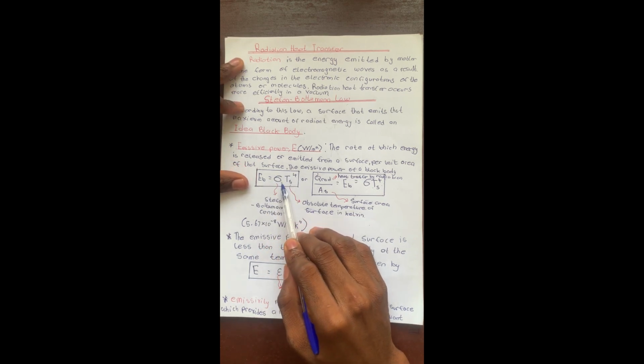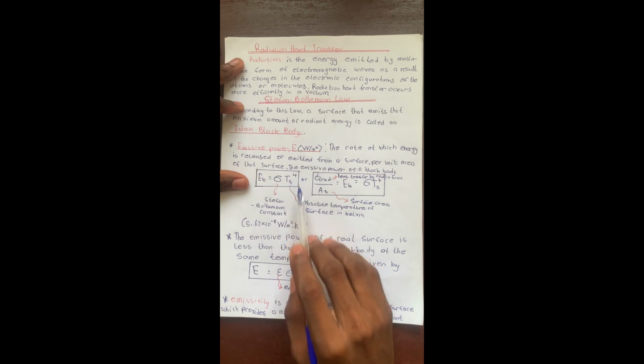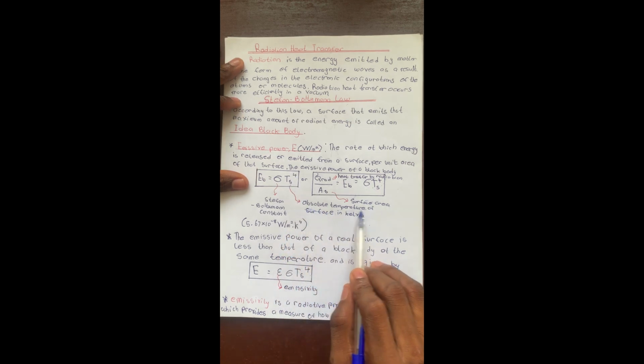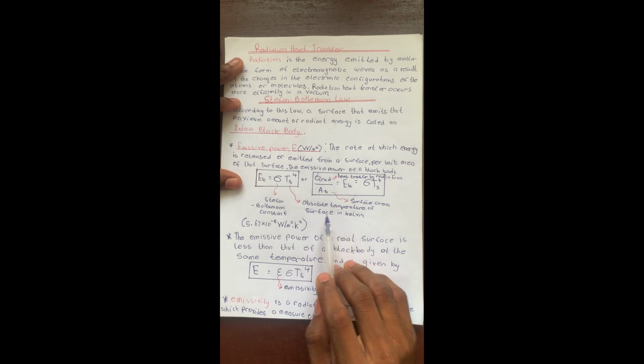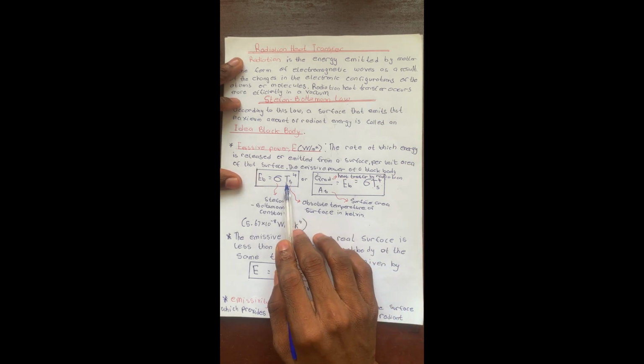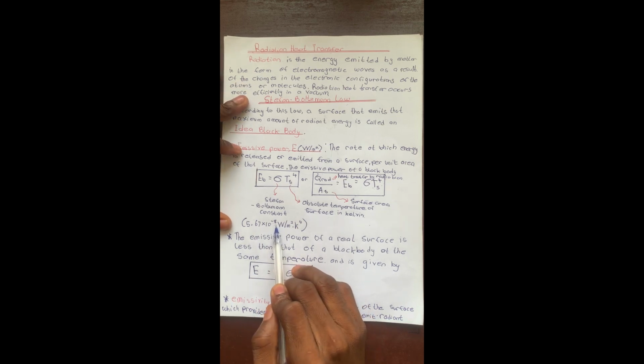So this symbol over here is the Stefan-Boltzmann's constant, and Ts raised to the power 4. Ts is the absolute temperature of the surface in Kelvin. So you should always take notice that the temperature over here should not be in degrees, but should be in Kelvin. And also the Stefan-Boltzmann's constant is given to be 5.67 times 10 raised to the power -8.